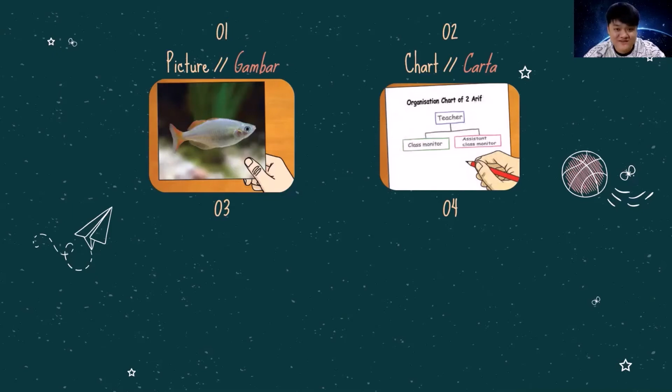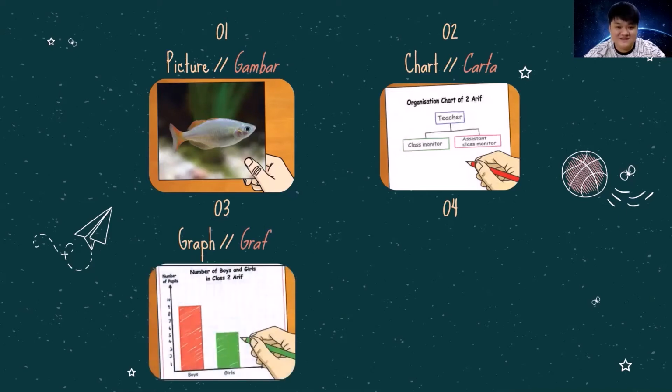Number 3, we can communicate with each other using graphs. Graphs. In bahasa Melayu, it is called graph. This is a graph. You will use it later on when you are a little bit older, but now you just need to know that this is called a graph. Graph. Ingat, ini nama dia graph.